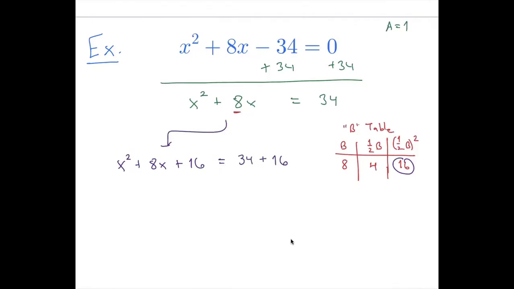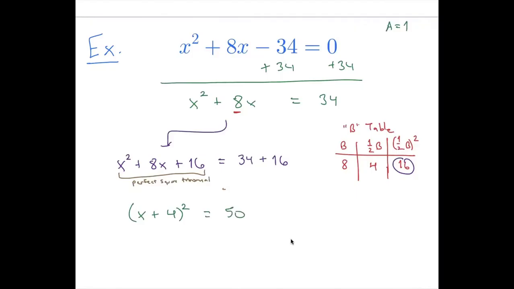So now we can rewrite the left side, because the left side is going to be a perfect square trinomial. And since it's a perfect square trinomial, what you'll do is rewrite it as a parentheses squared. So that's going to be x plus, and because half of b was 4, it's going to be x plus 4 squared equals, and then 34 plus 16 is going to be 50.